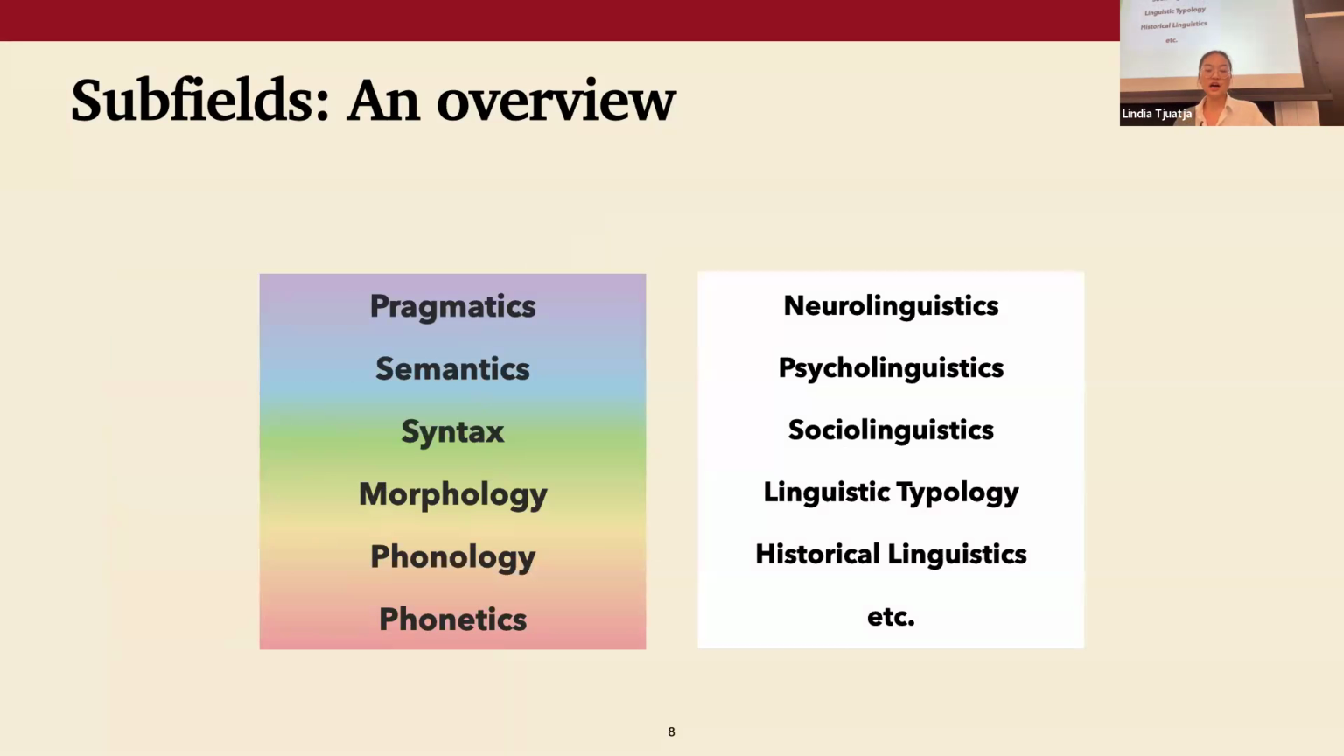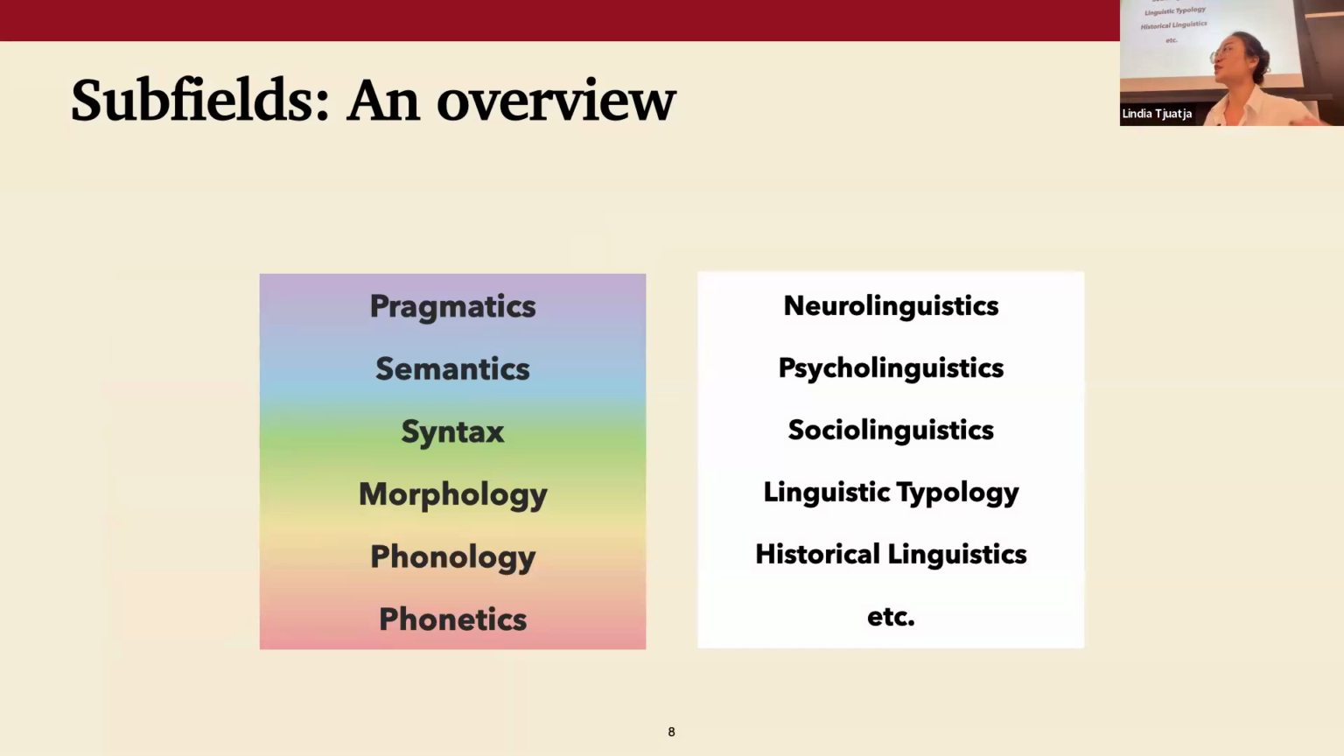So I have described the separate subfields based on structures, but we can also apply these to other areas like neurolinguistics: how does language work in the brain? Psycholinguistics: what is the psychological reality of structures, and how do we process them? Sociolinguistics deals with social context: how do speakers vary based on their social setting? Linguistic typology: what are the different variations between languages? And historical linguistics: how has language changed over time?